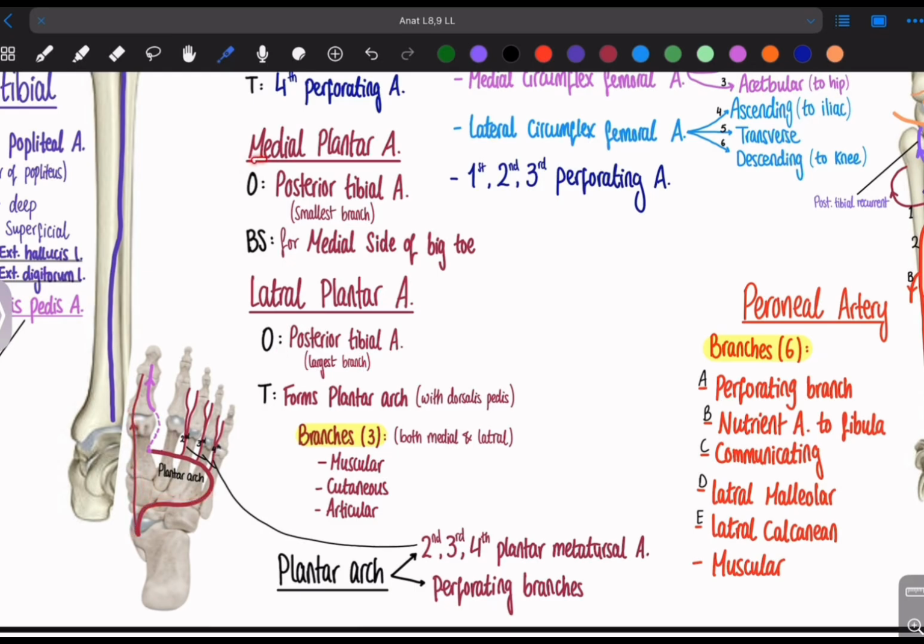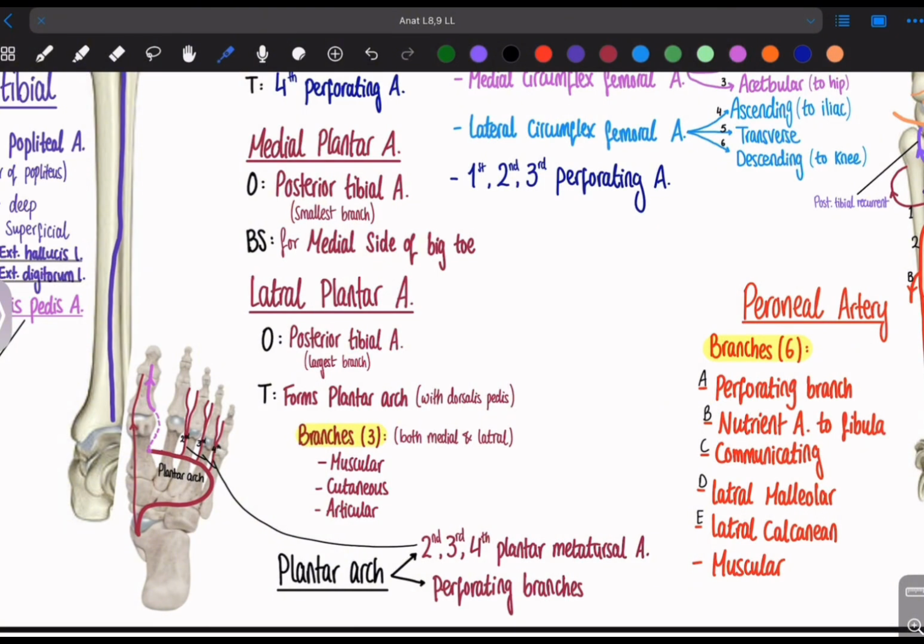But for the medial plantar artery, a really important point we need to know is that it's the blood supply for the medial side of the big toe. I mean, the medial plantar artery is the blood supply for the medial side of the big toe. Okay? This is important to know.